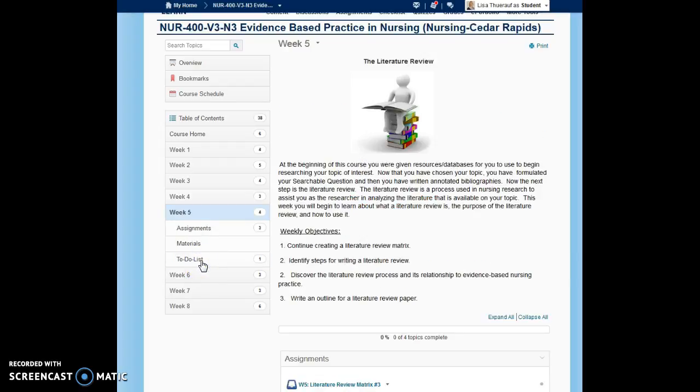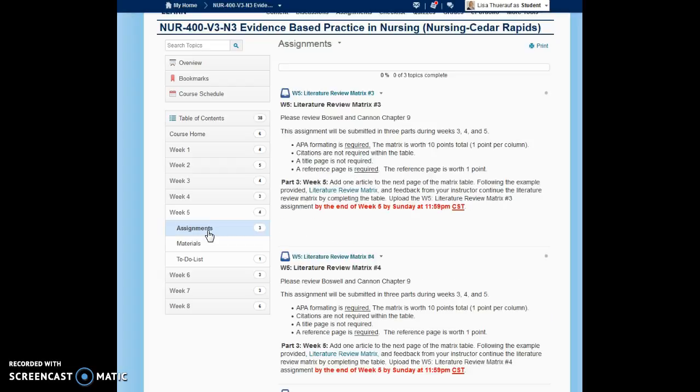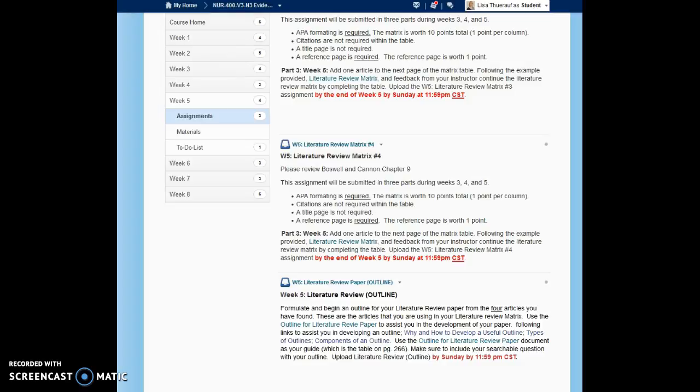In week 5, the assignments for this week, we're really going to talk about the literature review. So in week 3, I'm going to try to touch upon the literature review. You're going to finish up your matrix, and there is no discussion for this week because you're going to work on an outline for your literature review paper. So in this week, you're going to work on an outline. In week 6, you're going to write a draft, and in week 7, you're going to write your final paper.